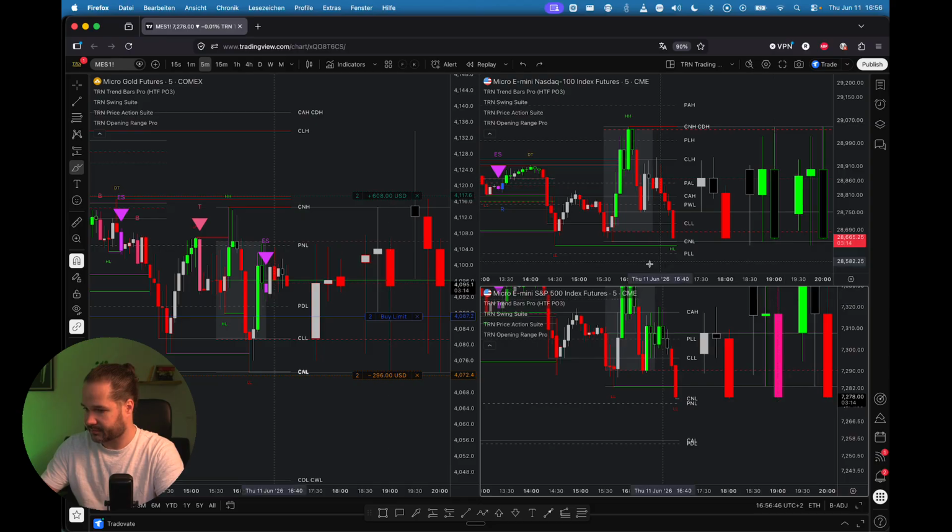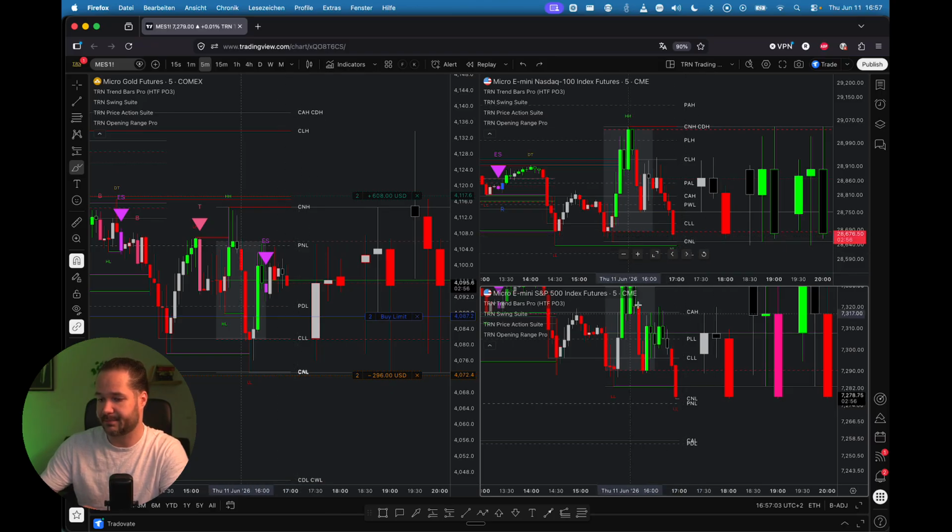Let's see. Okay, and NQ has still some space left, but will probably grab this liquidity as well very soon. And then I want to see the reaction. So this could still lead to the next signal, as I already have 30 minutes left before my session ends. I'm still in this.